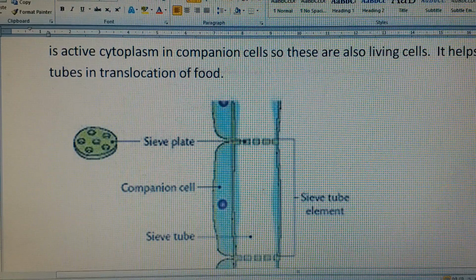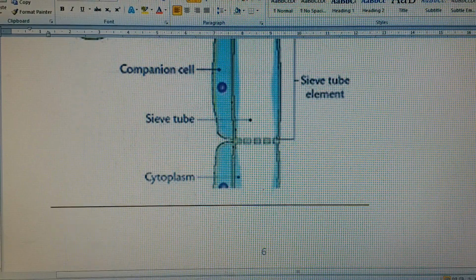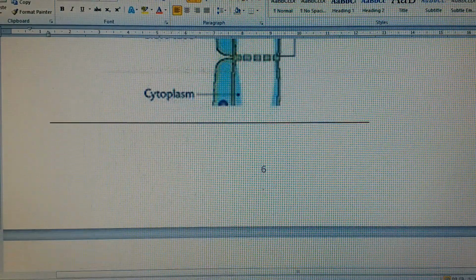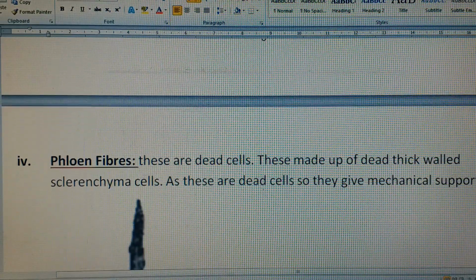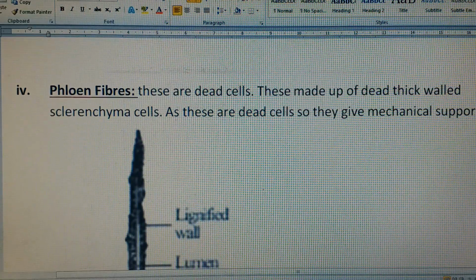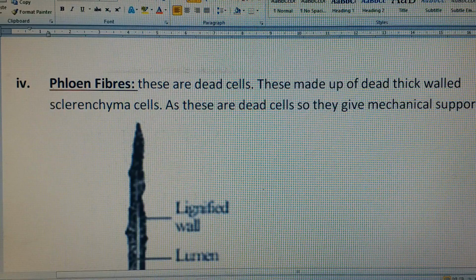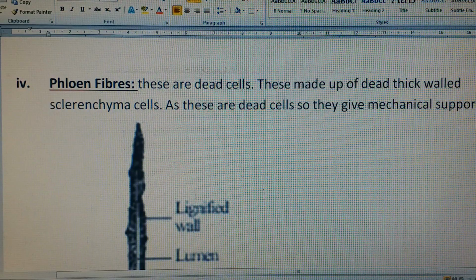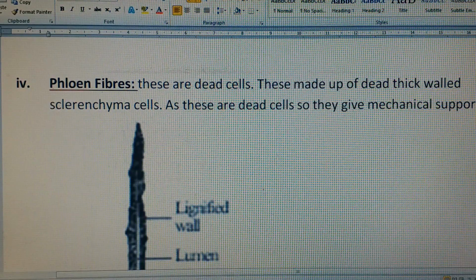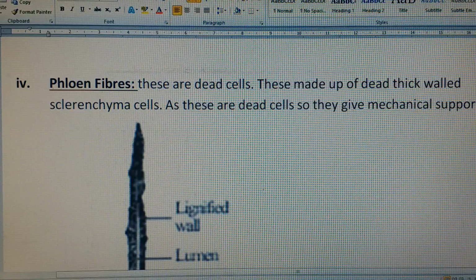And now the next type of cell present in the phloem tissue is phloem fibers. These phloem fibers are dead cells. As I told you, only this particular cell in the phloem tissue is dead. Otherwise, all are living. They are made up of dead thick walled sclerenchyma cells. As they are dead cells, they give mechanical support.